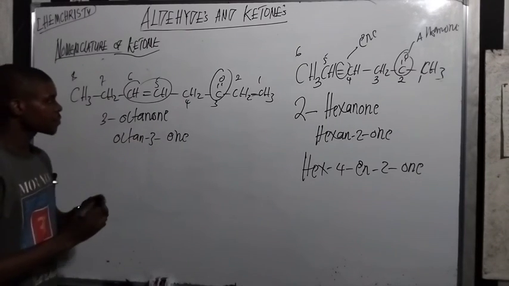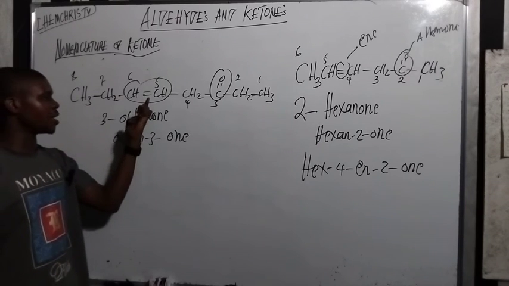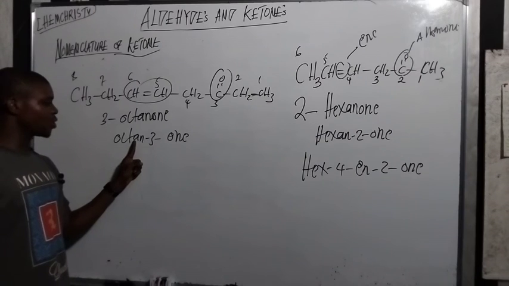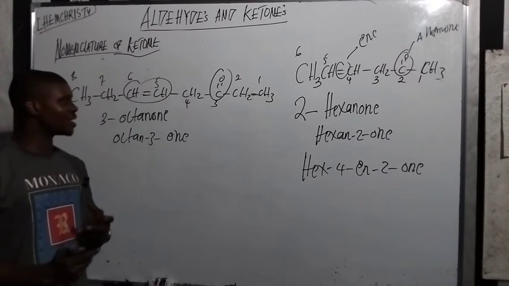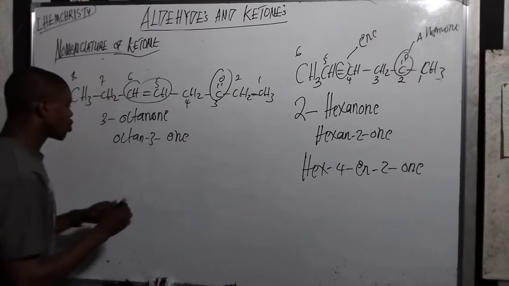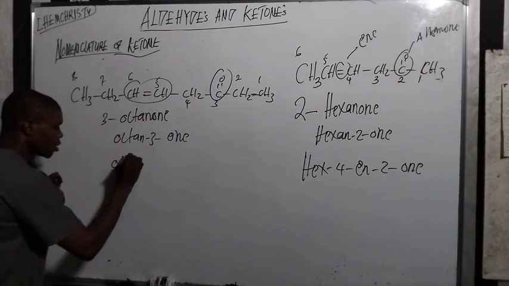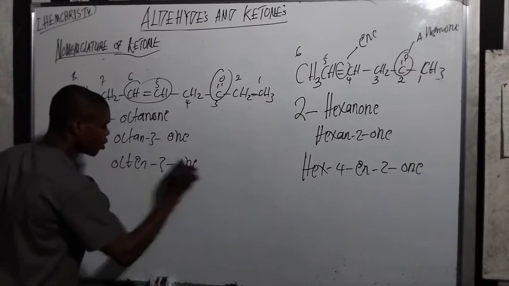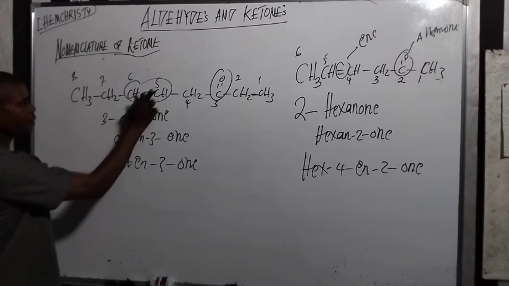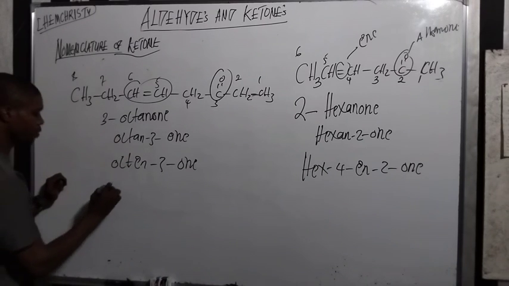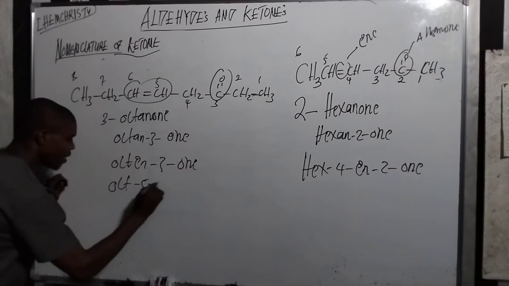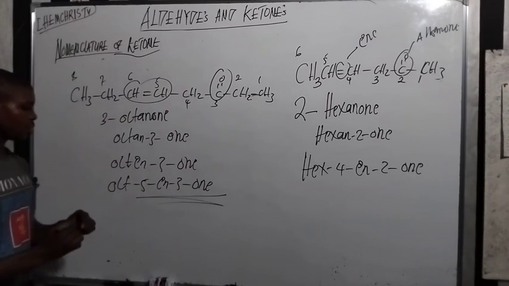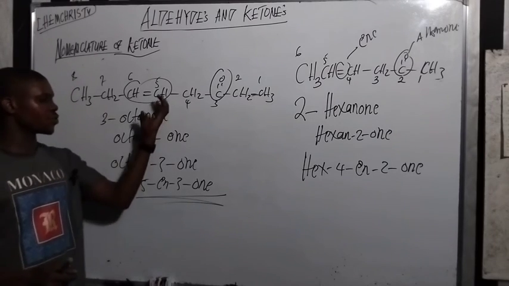Can you see that? But here I've not included my double bond. There's a double bond here at carbon number 5, right? So the AN will change to EN. Do you understand? So it's going to be oct-5-en-3-one. But what is the position of this double bond? I count about 5. So it's oct-5-en-3-one. You see that? So that is the name of this one here.